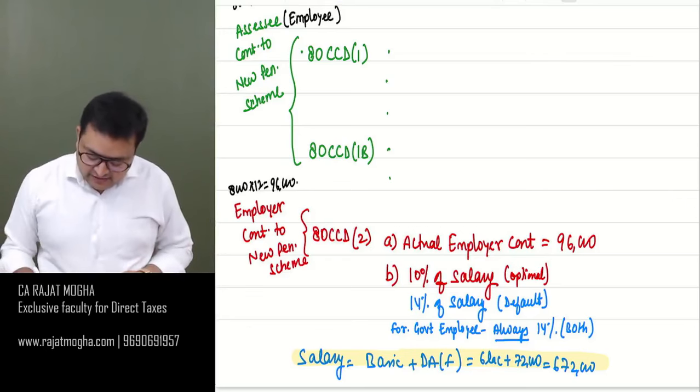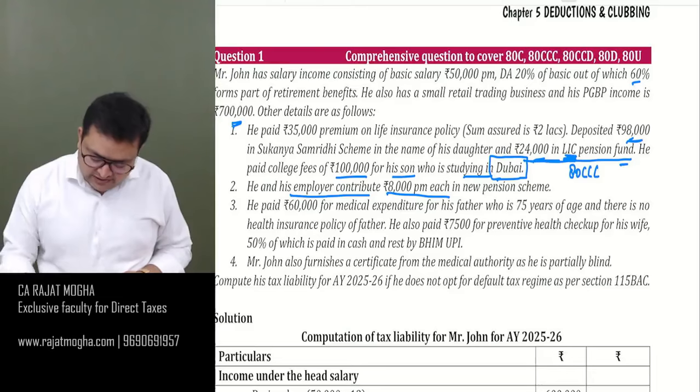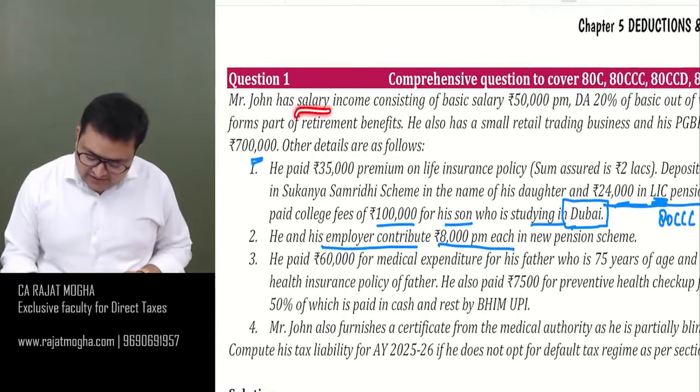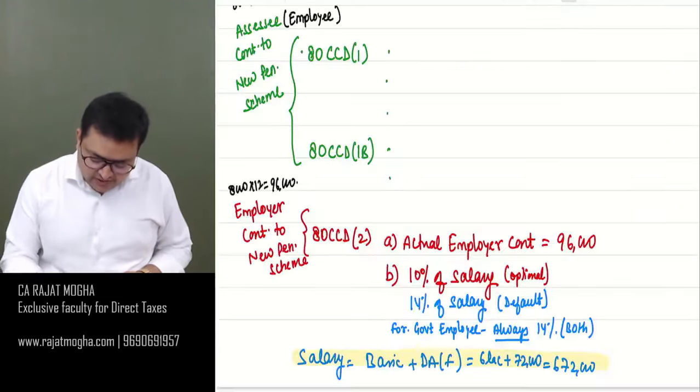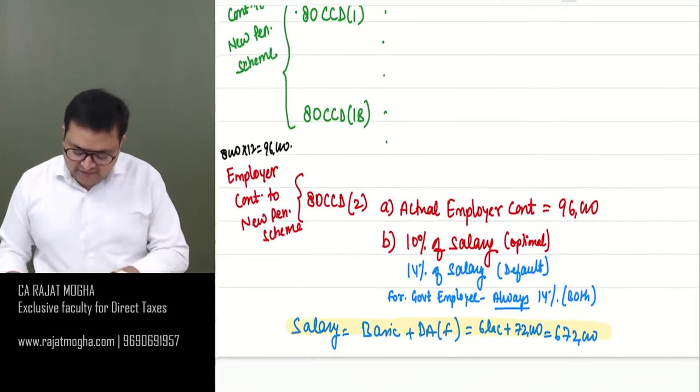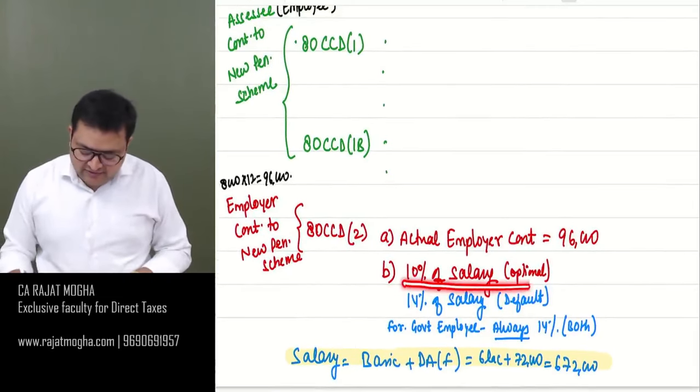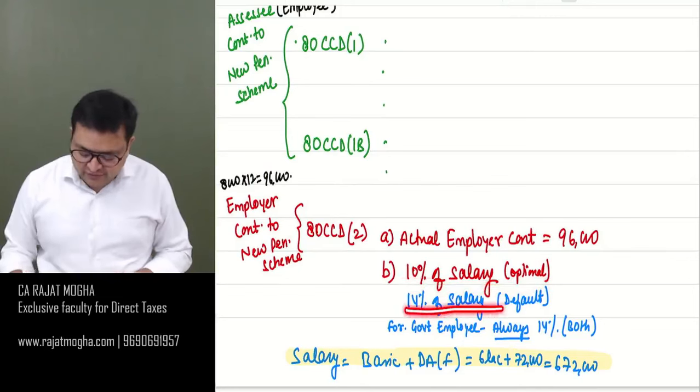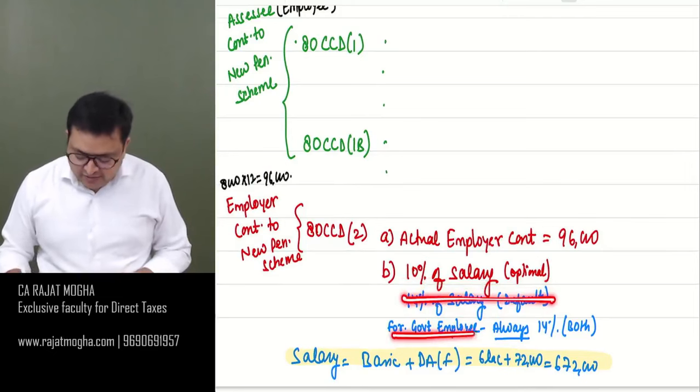Guys, please tell me which one should I take? He is not a government employee. It's not written anywhere that he is a government employee. Now tell me how much percentage I have to take in B point. 10% if we are following optional regime, 14% if we are following default regime. So default regime we are not following. He is not a government employee.